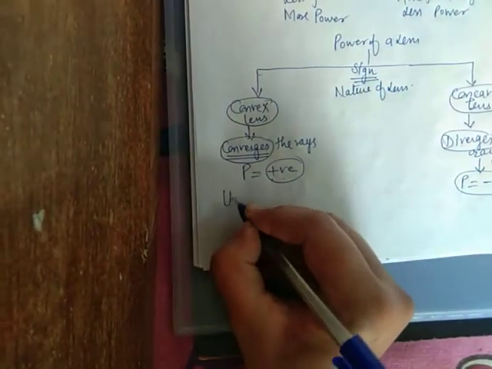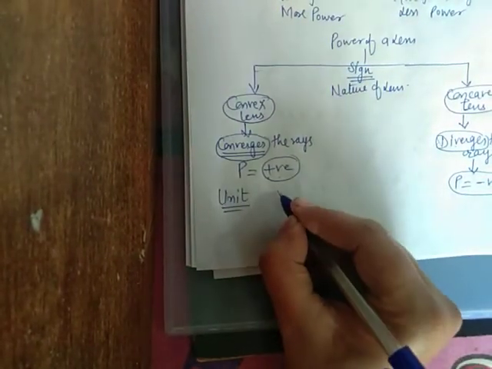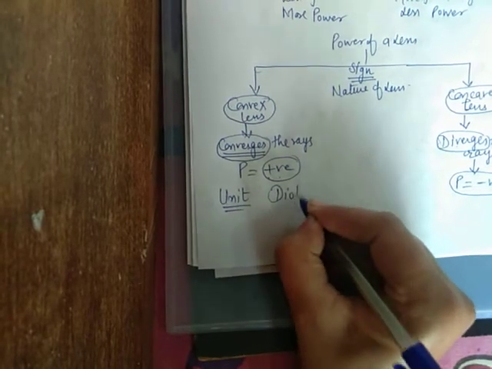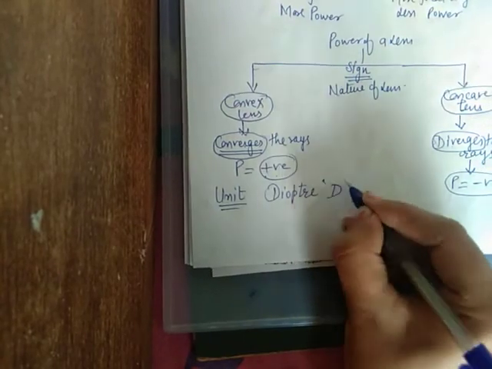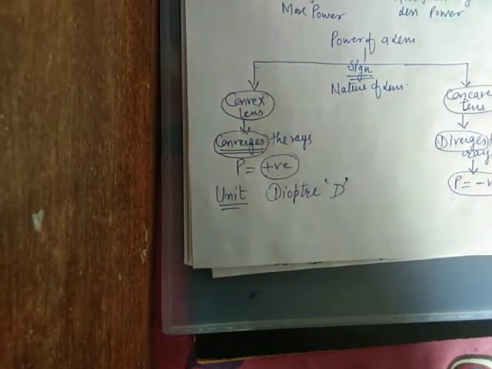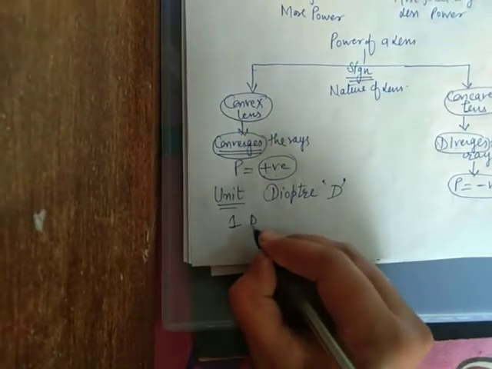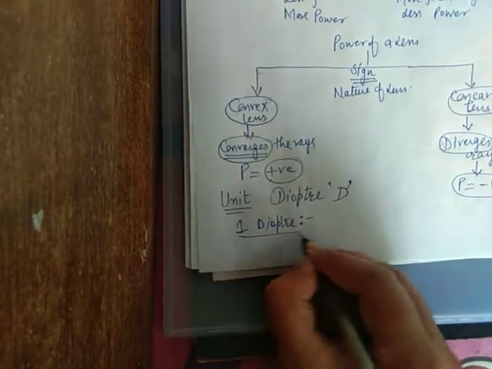What about the unit? Power of a lens is represented by a unit known as diopter, represented by capital D. So power of a lens is represented by the unit diopter, symbol capital D. Then how can we define one diopter?